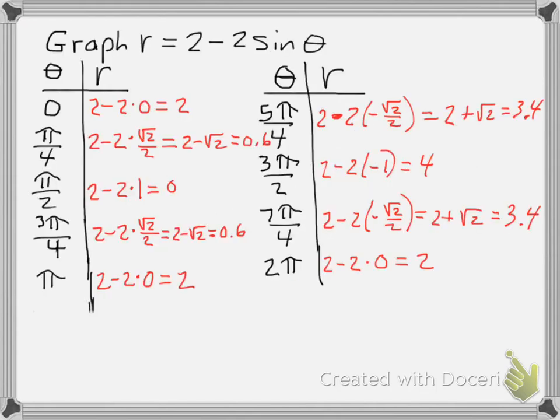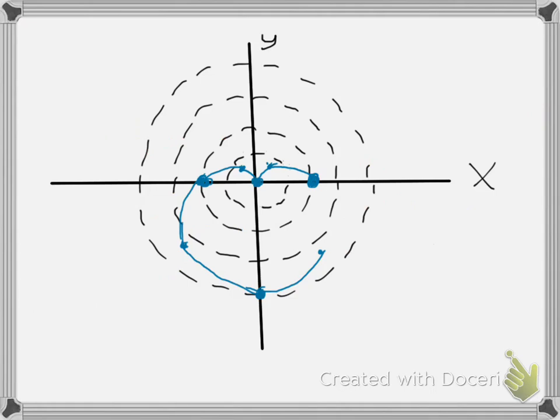And finally, the last one. At 2 pi radians, r is 2. Well, 2 pi radians is 360 degrees, which is equivalent to 0 degrees. So we actually return right back to here. And if you look at the picture we drew here, it kind of looks like a heart. It's actually called a cardioid. And now you have an idea how you might graph some of these polar equations.